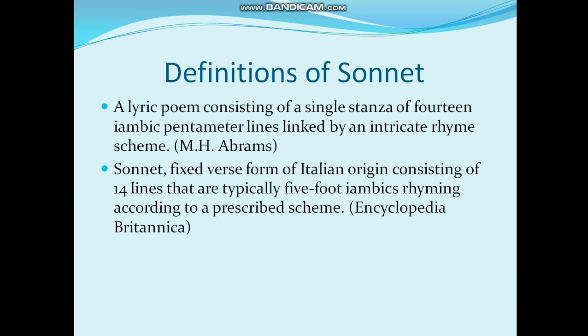So from these two definitions, it's clear that a poem that contains 14 lines that has a definite rhyme scheme is called sonnet. The sonnet is written in iambic pentameter lines, that is 5 sets of unstressed syllables followed by stressed syllables for a 10 syllable line, and it has also been stated in the second definition here that the sonnet originated in Italy.